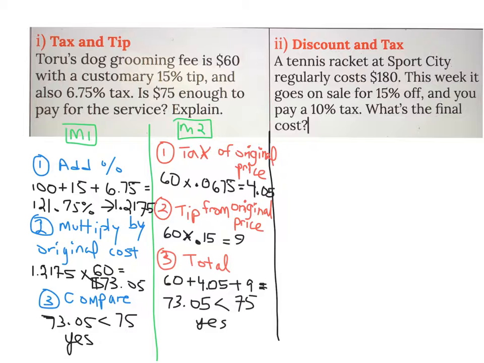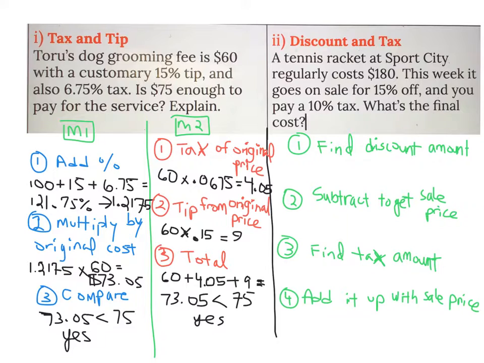Now we're going to go ahead and look at discount and tax. Discount works differently. You're not going to go back and use the original price for both steps. First, you're going to find the amount of discount and then subtract it from the original price. This will give you your sale price, and it's going to be cheaper. Then you take the new price, which is cheaper, and then you find the tax on that.